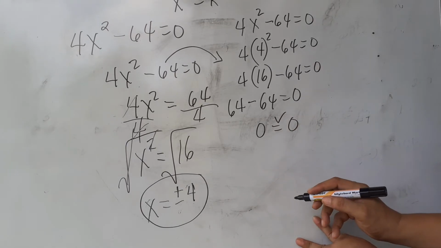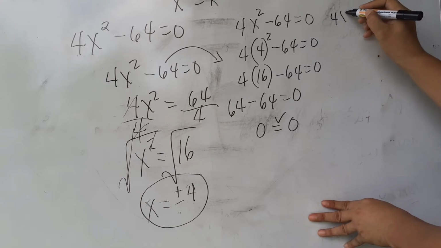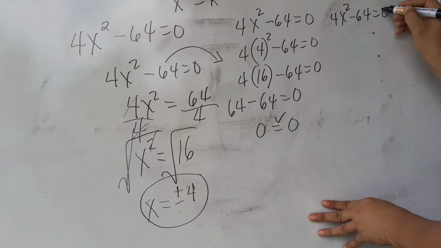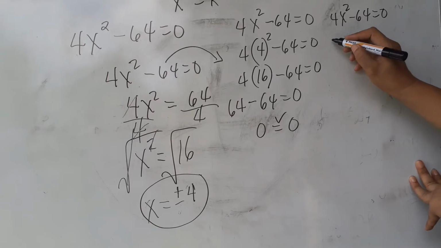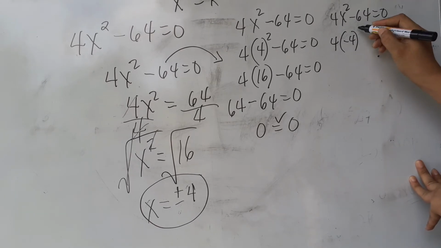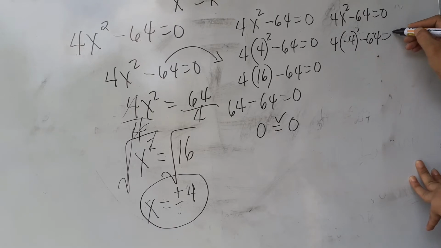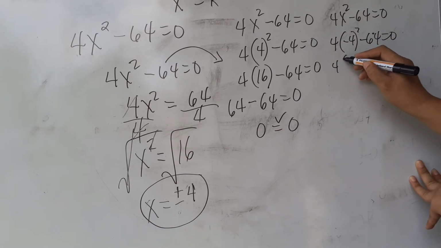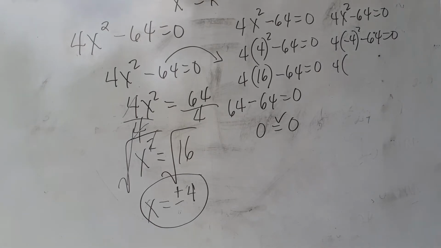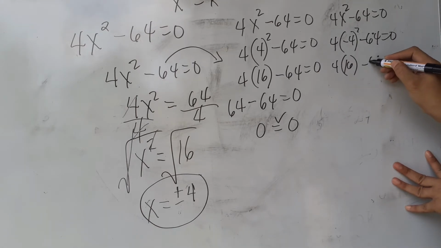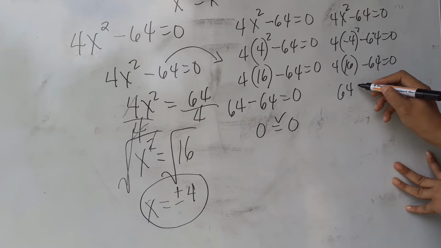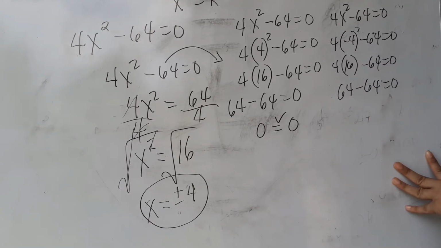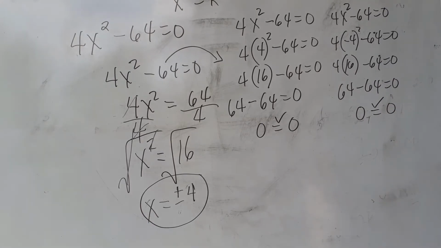Ito naman tayo sa negative 4. So, we have 4x squared minus 64 is equal to 0. So, substitute po natin yung isang value pa ni x which is negative 4. 4 multiplied by negative 4 squared minus 64 is equal to 0. So, we have 4 multiplied by negative 4 multiplied by negative 4 is positive 16 minus 64 is equal to 0. 4 multiplied by 16 is 64 minus 64 is equal to 0. 64 minus 64, 0 is equal to 0. So, check po.